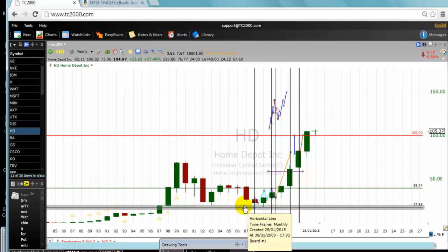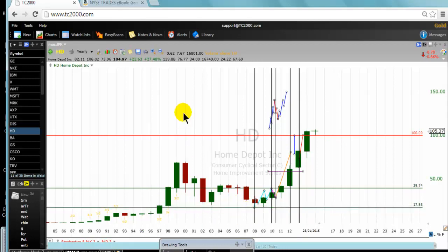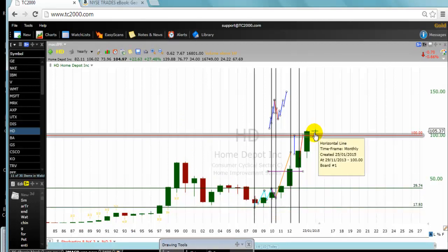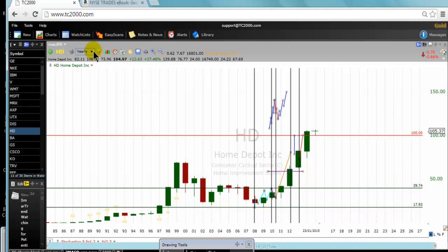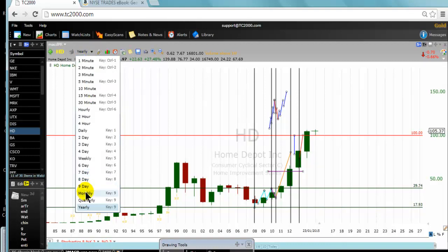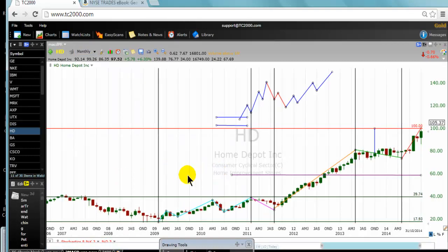An impulsive wave on one time frame can be a minor wave of a bigger cycle. So on the yearly chart, we can say this is the first wave, second wave. You are now in the third wave in the bigger cycle for Home Depot on the yearly chart. But this is something else. I'll come back to that. So let's go back to our main subject.